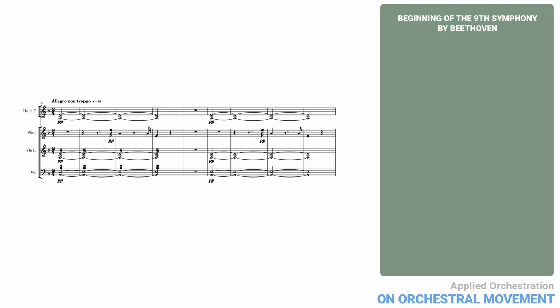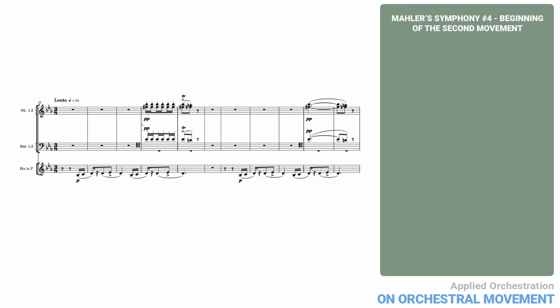Now another example from Beethoven, the beginning of the Ninth Symphony. The first 4 bars are as written, and the following version simply removes the movement, in this case the tremolos. The version without the tremolos is calm and quiet. The version with the tremolos has a completely different character. Now it's become a kind of nervous anticipation.